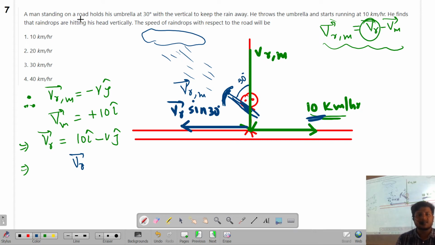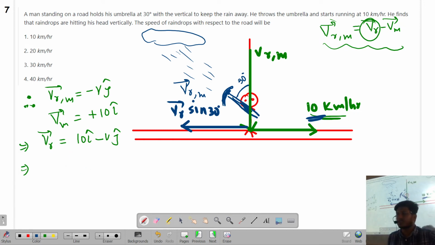Look over here. What it is saying: a man is standing on the road, holds his umbrella at 30 degrees with the vertical to keep the rain away. So the person is standing and keeps the umbrella at 30 degrees to keep the rain away. Now, if he throws the umbrella and starts running at 10 km/h, he finds that raindrops are hitting his head vertically. That's correct, we have formed the correct equation. No problem with that.